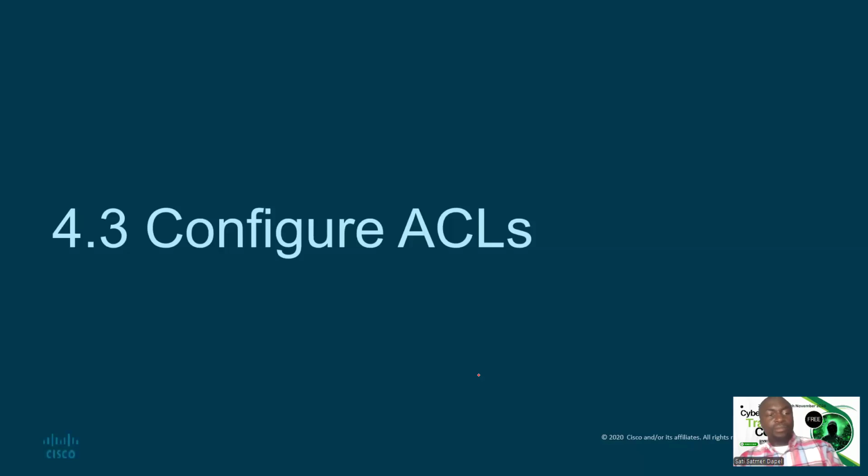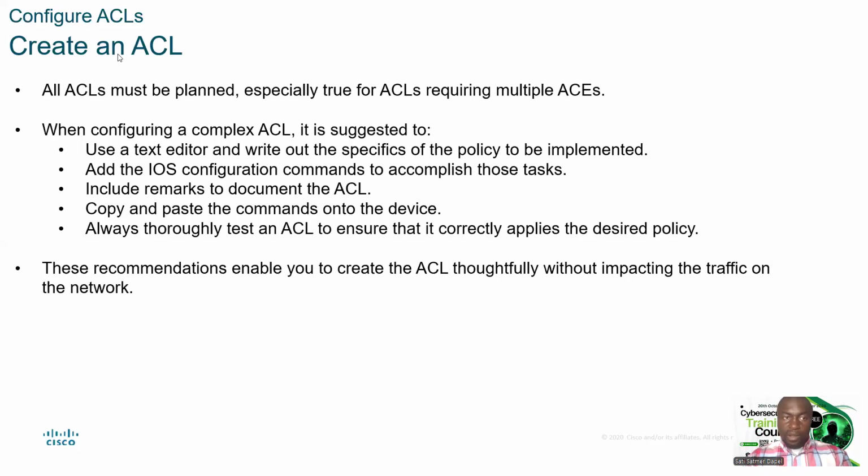All right. Now, configuring access lists. Now, all access lists must be planned, especially true for access lists requiring multiple access lists. It must be planned. In other words, you are creating a filter on your network. You don't just come in and start creating filter. You must have made your plan. Say, okay, this is what I want to do. I want to permit this. I want to stop this.